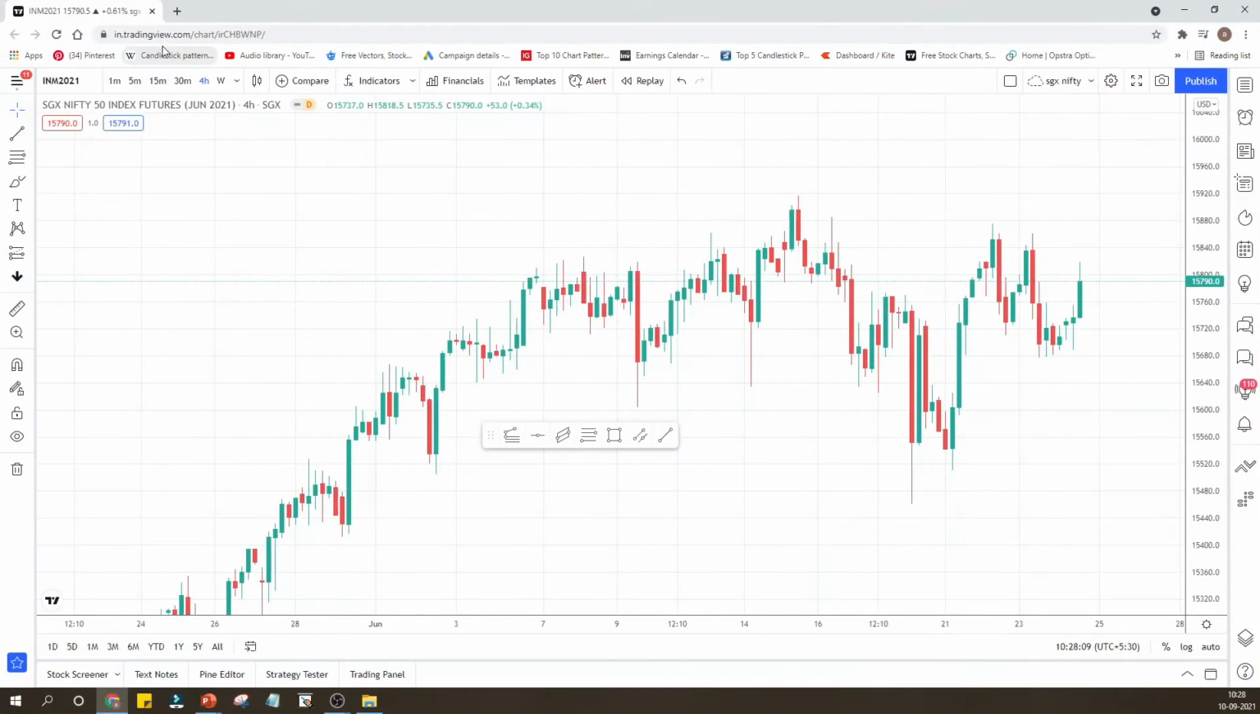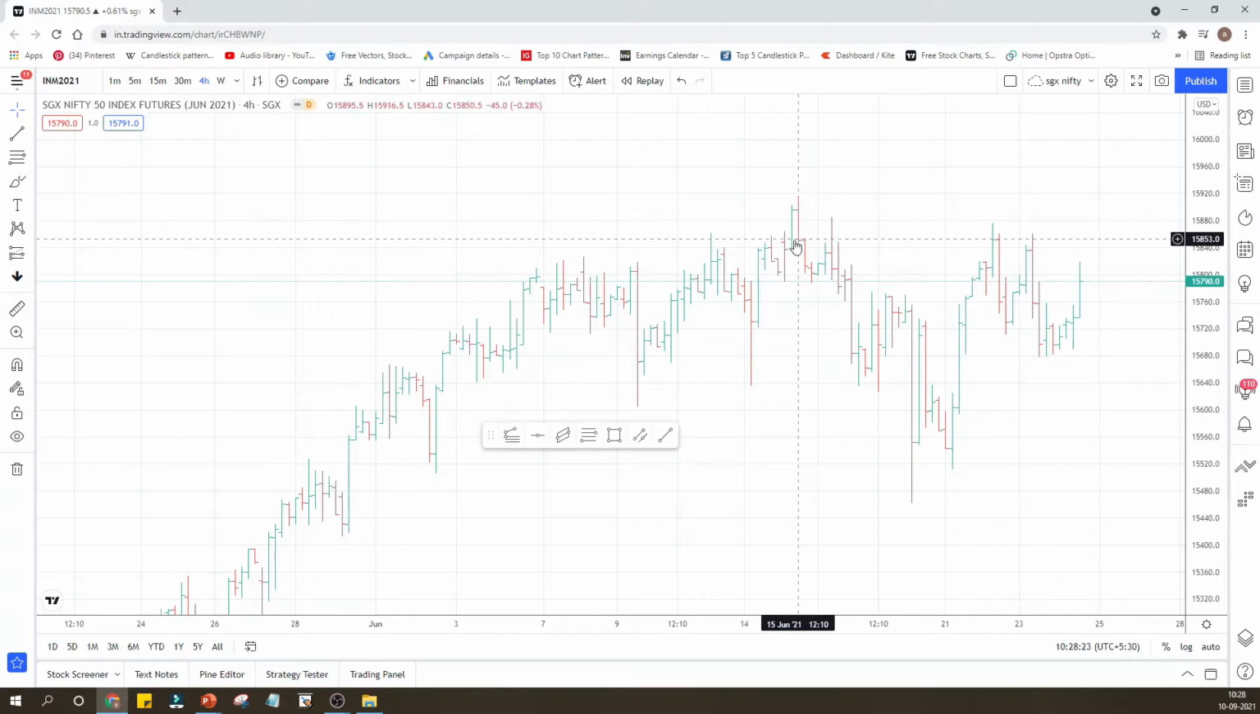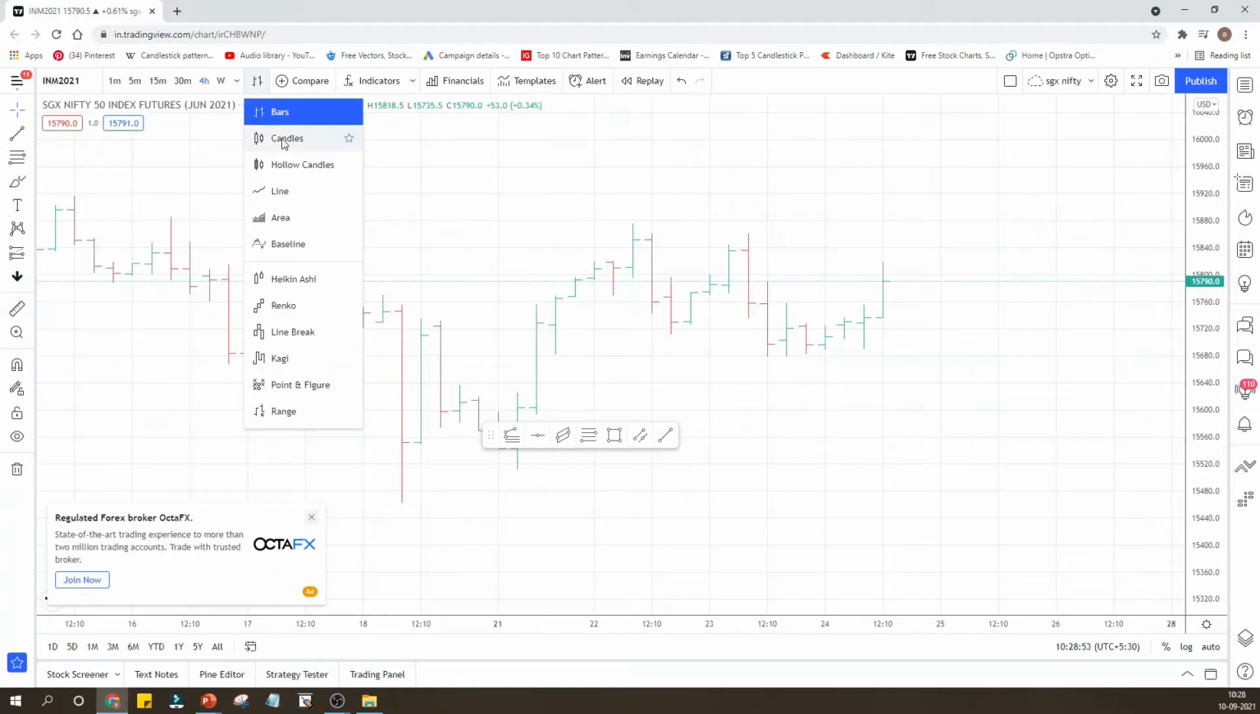So this is tradingview.com, and here you have the option to choose charts. Here we have the bar chart. Once you click it, the bar chart appears here. You can see the opening price and the closing price are shown here. Go to the next, the candlestick chart.